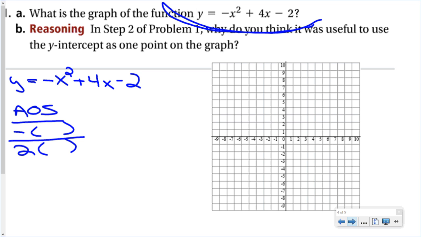Remember, it goes A, B, and C. So right now we're looking for a B value, which is 4, and your A value is -1. Reducing that down, you'd get -4 over -2, or in other words, when you divide it out, you get 2. The equation for your axis of symmetry would be then x equals 2.